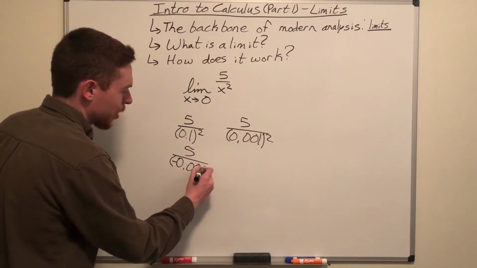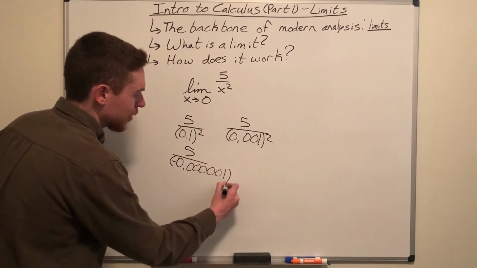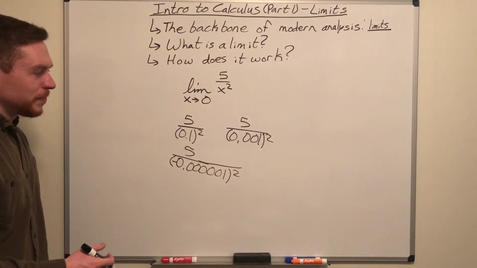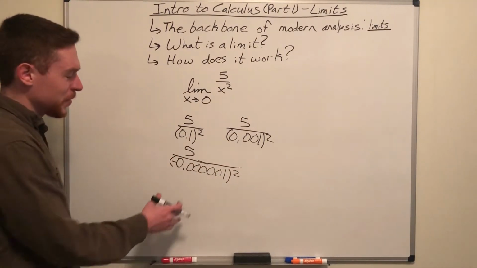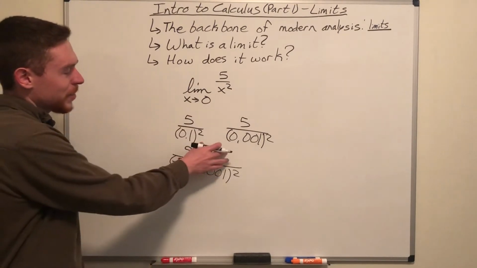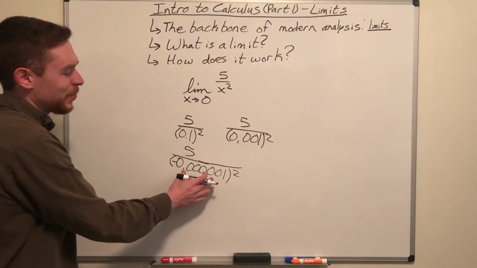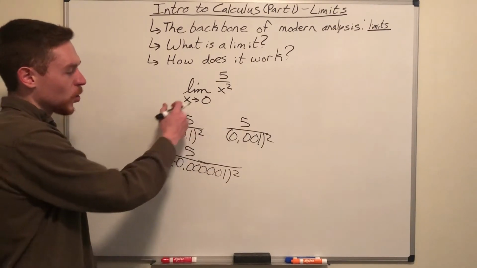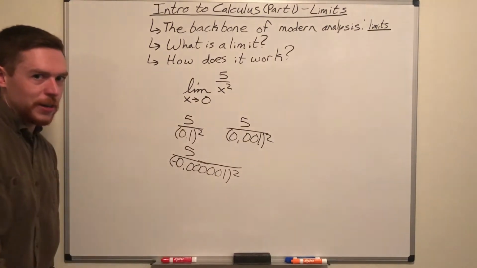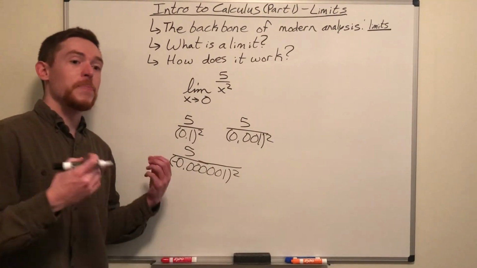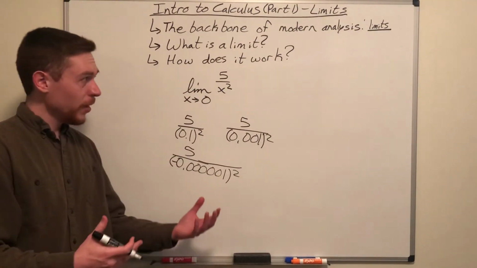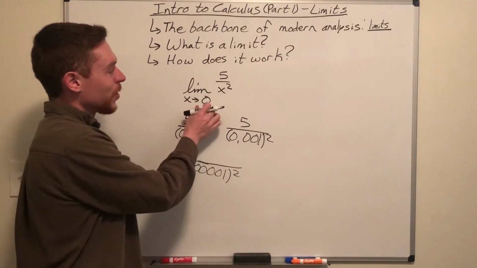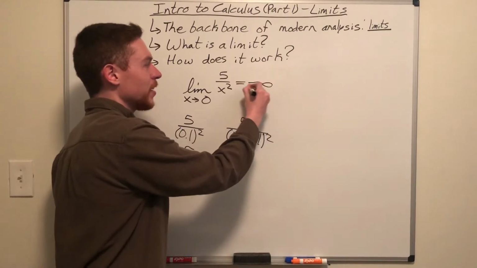Consequently, let's try something like negative 0.0001 squared. I probably didn't say enough zeros, but that doesn't matter. And basically what you find as you divide by numbers that are closer and closer to 0 is that this quantity is going to get bigger and bigger. The closer you get to dividing by 0, the bigger this number gets. Consequently, because you're getting bigger and bigger, we call this limit infinity.